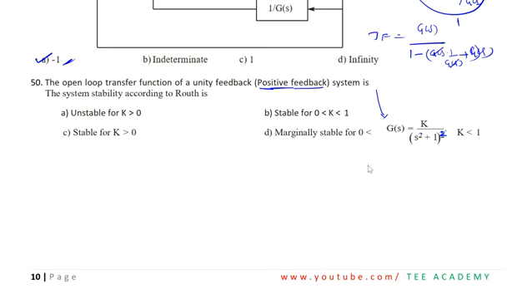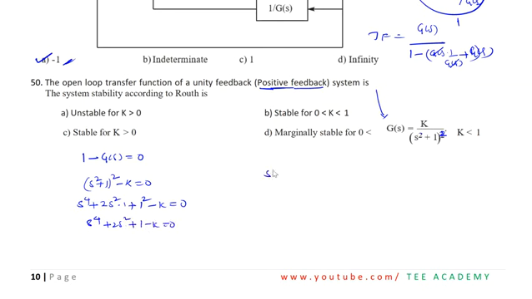So first we'll take the closed loop characteristic equation, 1 plus or 1 minus here. They said positive feedback, so 1 minus G(s) into H(s) is equal to 0. Now based on this, (s square plus 1) whole square minus K is equal to 0. Now I'm just applying the (a plus b) whole square formula here: a square plus b square plus 2ab minus K is equal to 0. Now s power 4 plus 2s square plus 1 minus K is equal to 0.